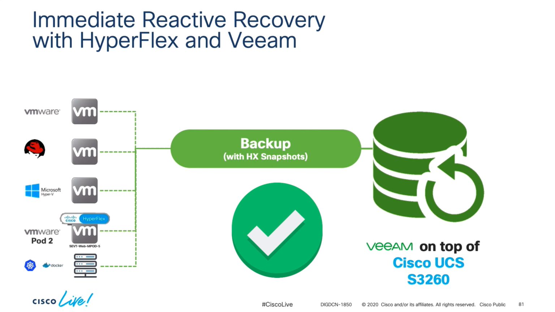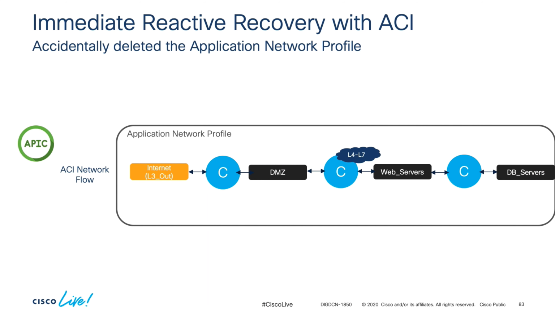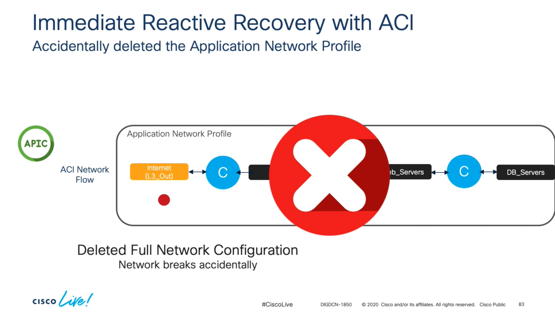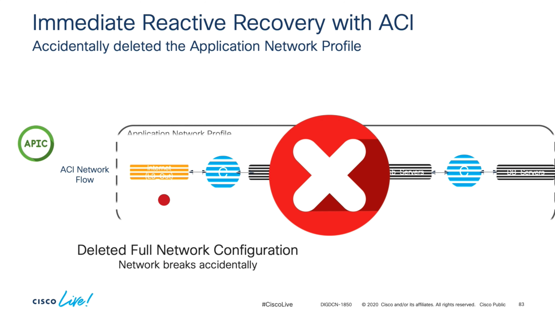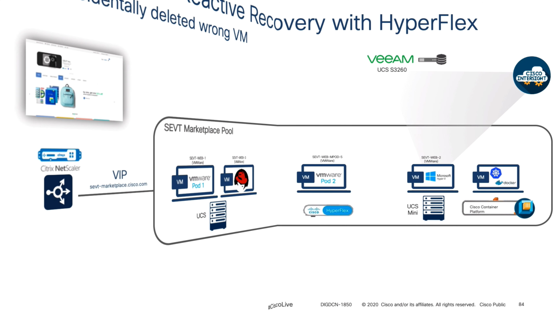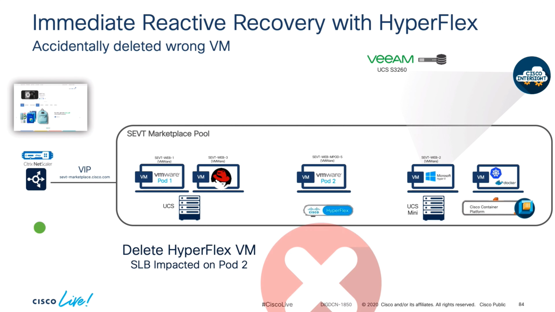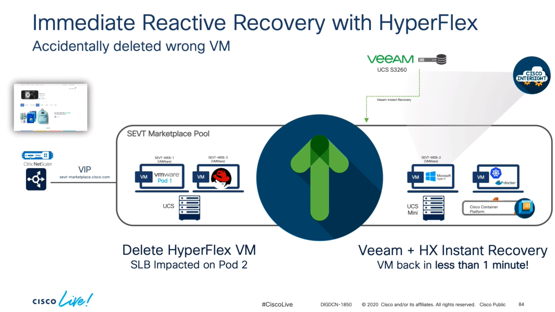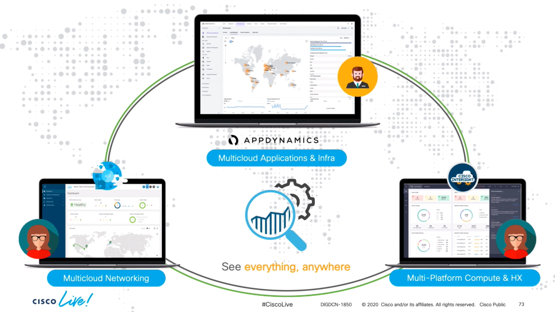and we are back in business. As a summary for this section, we just deleted the whole network configuration from an application profile within a tenant on ACI and got back in seconds, and even removed an entire VM and its disk and recovered quickly as well using Veeam Instant Recovery with its HyperFlex native integration. This provides you with immediate reactive recovery at all levels, network, compute, and storage, considerably reducing time spent in troubleshooting.